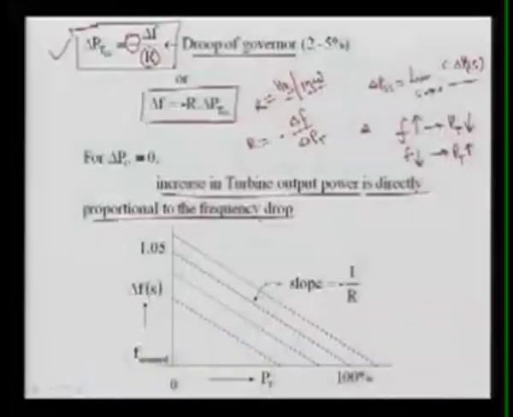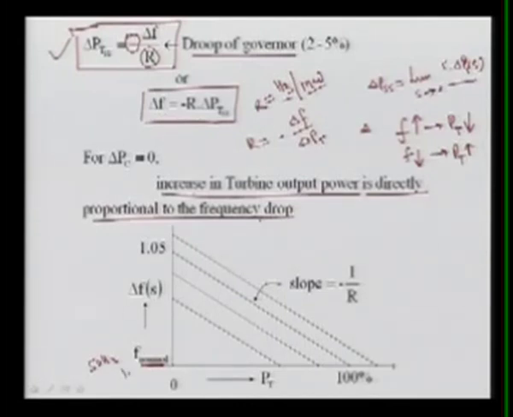To see that, let us see one characteristic here. This characteristic is nothing but the droop characteristic, and here normally you can say this is the nominal frequency. In our case it is 50 hertz, and this is from 50 hertz that we have increased to 1.05, meaning here it is 1 per unit, you can say.